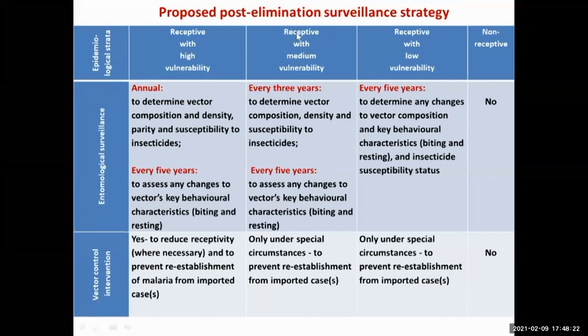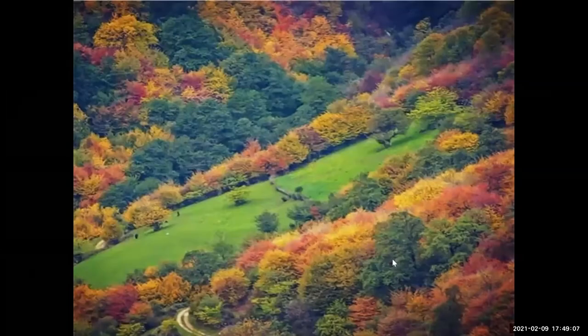In strata where we have receptivity but medium vulnerability, not high, then instead of annual activities, we propose doing the same surveillance activities every 3 years. But where we have receptivity but very low vulnerability, we plan to do the surveillance every 5 years. Of course, in terms of interventions, wherever we have imported cases, we duly embark on the interventions.